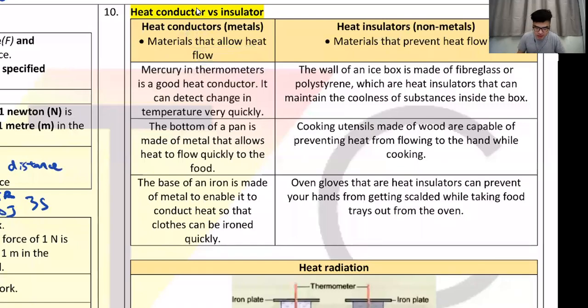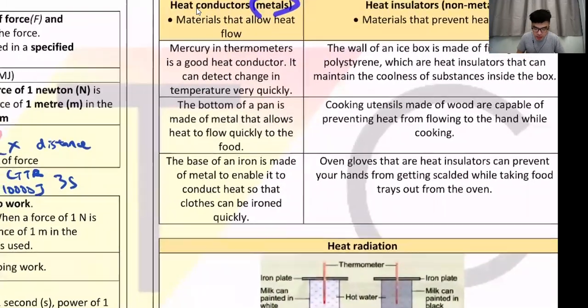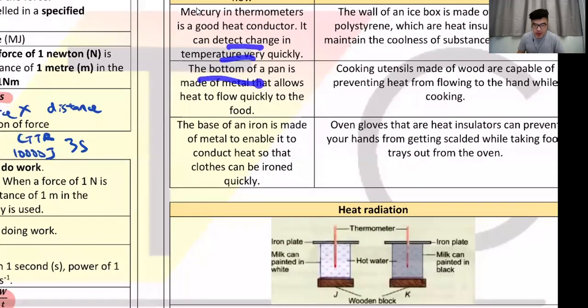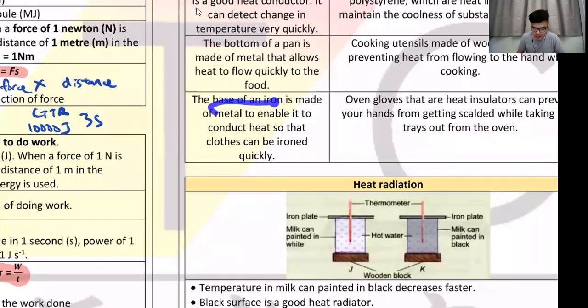Okay, so for example, metals. So what are the examples here? If you have mercury, mercury is the only metal that is liquid at room temperature. That's what makes it very awesome. That's why you can use it in a thermometer. Right, so it's a very good heat conductor. It can detect change in temperature very quickly. And then the bottom of a pan, any cookware is made from metal. That's why when you put your pot on the stove, it can heat up very quickly. And then the base of an iron, when you're ironing your shirt, the base is iron. I mean, the material iron, not the thing. That's why it's called an iron.